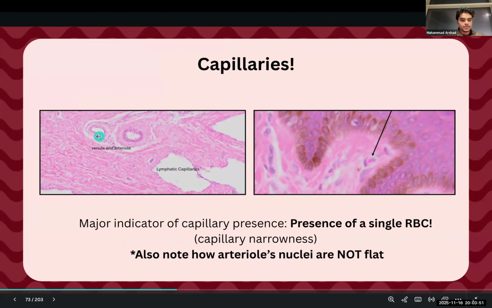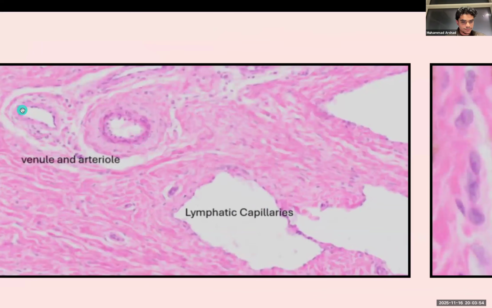Something else that's important to note, if we zoom in over here, this is a venule and this is an arteriole, right? We spoke about that previously as well.